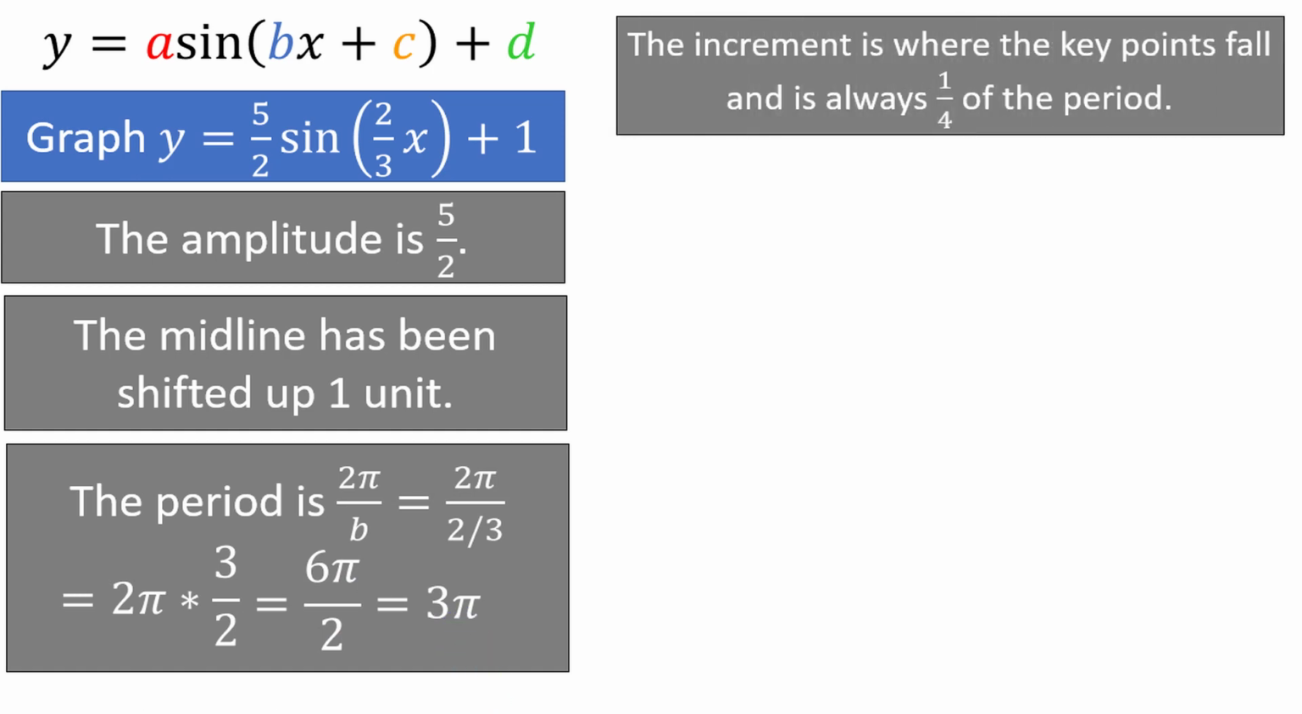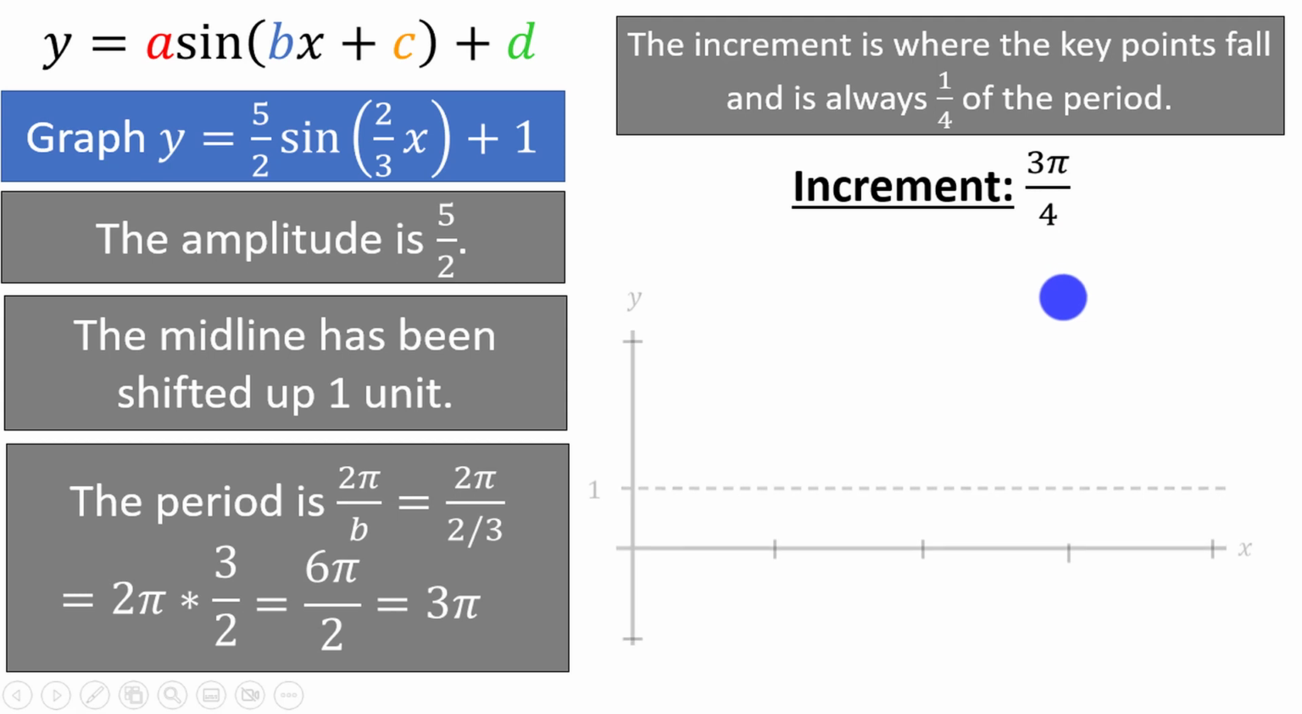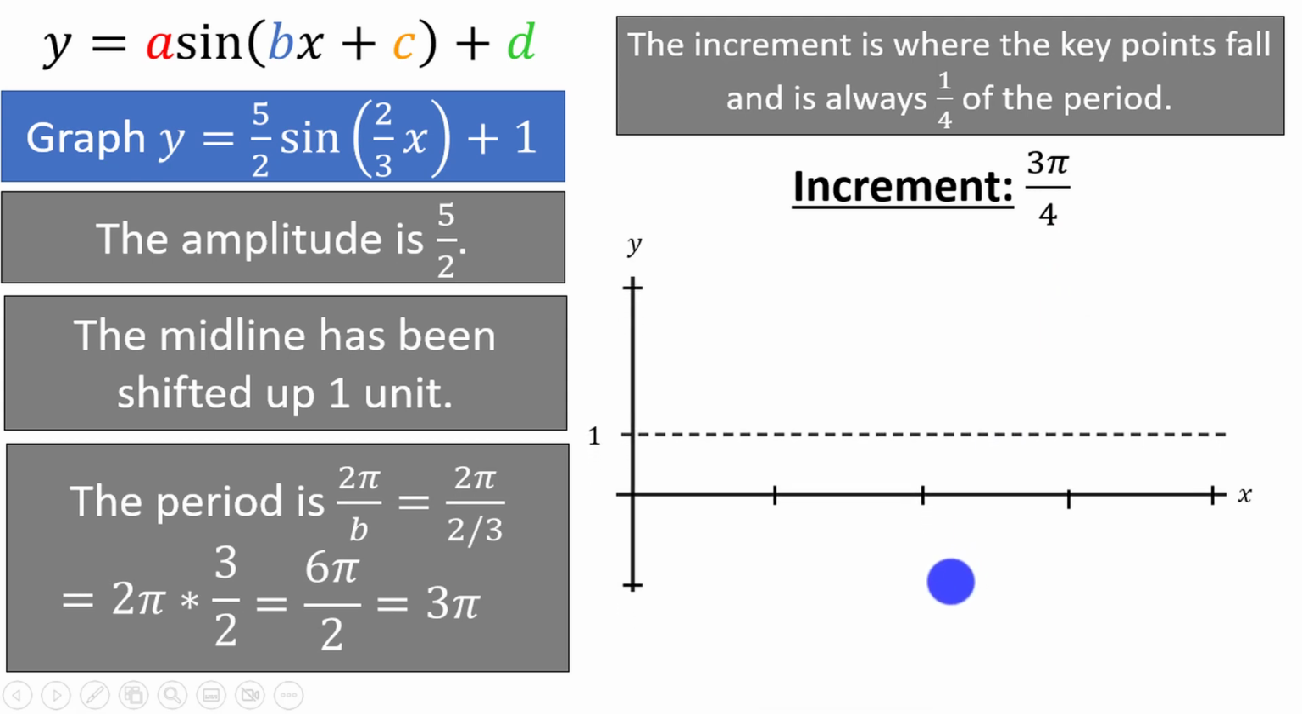We have important key points on the graph of a trig function at every quarter of the period, which I've been calling the increment. 1/4 of our period of 3 pi is going to be 3 pi over 4. Let's draw our graph. Since we have a shift in midline, I like to draw that in a dotted line, so I have drawn y equals 1 in a dotted line.